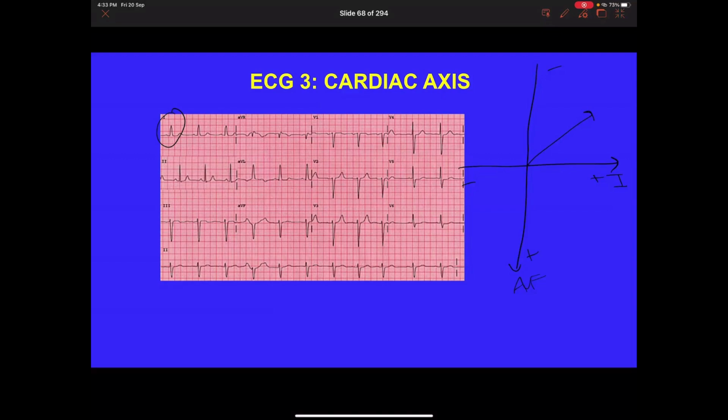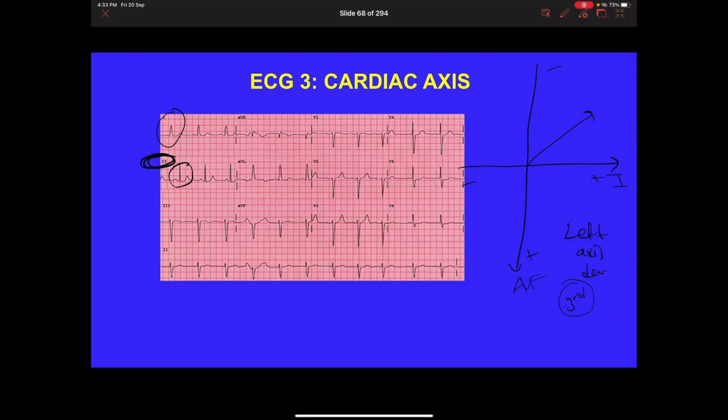Because for left axis deviation, thank you for reminding me, there's a third step to make sure it's left axis deviation, which is we look at lead 2. Lead 2 is always negative in left axis deviation. So if you look here, lead 2 is positive. This means it's actually normal. It's just some minor things, not really a pathology of the axis.